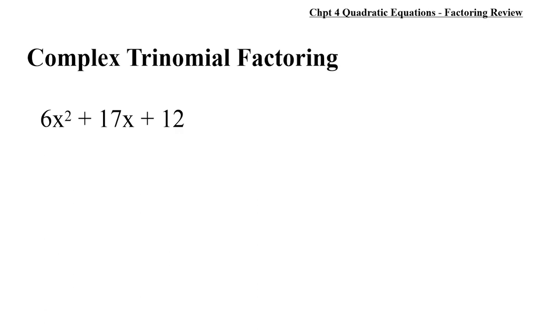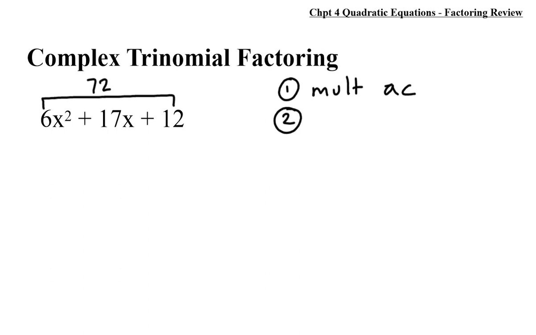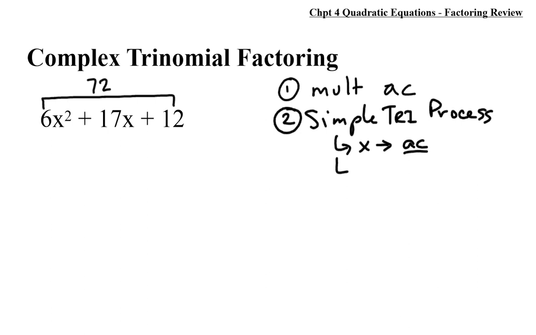Here we go. Complex trinomial factoring. First thing is you multiply the a and the c value. That's what we want to start with. Multiply AC. 6 times 12 is 72. Well, the second step is simple trinomial process. The only difference is we want to multiply to get the AC value. We still want to add to get the x coefficient.